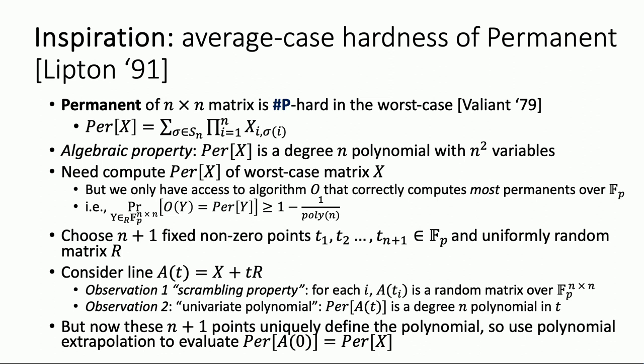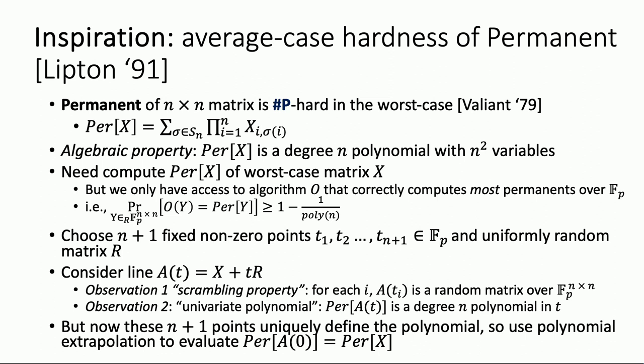The hardness of the permanent, the reason it's thought to be hard, it's not just because there's some very contrived instance. It actually happens a good fraction of the time. Another thing that I'm not going to show you, but if you're so inclined, you can see this, is in fact, this 1 minus 1 over poly is not the best we can do. We can actually make this worst to average case reduction work even if you have something like 1 over poly. So in other words, you're getting things wrong almost all the time.